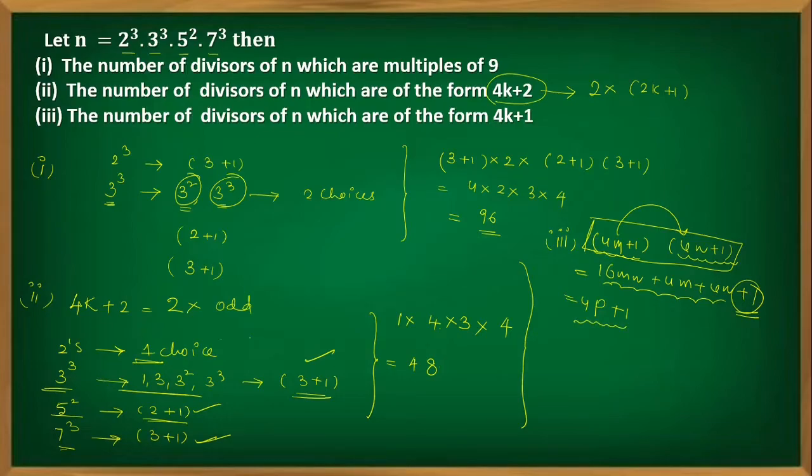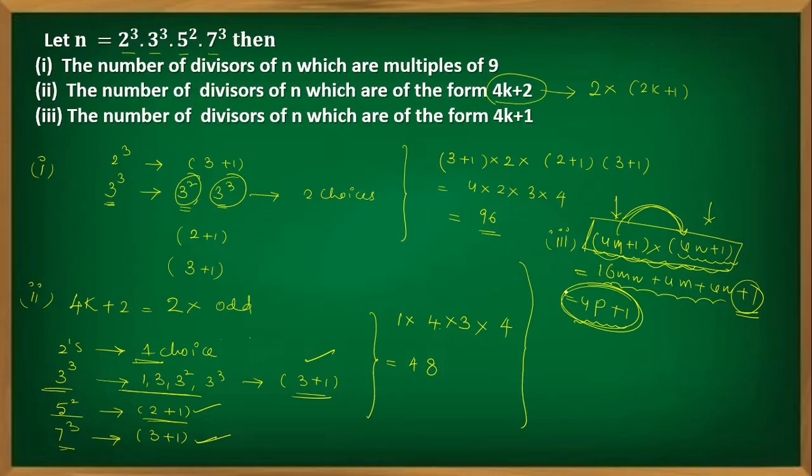So what does it mean? What is the meaning of this? The meaning is this: whenever you have a divisor of the form 4m plus 1 and another divisor of the form 4n plus 1, if you multiply them, a new divisor will be formed. The combination of two divisors is again a divisor, and if both divisors are of the form 4m plus 1, then the result is also of the form 4m plus 1.